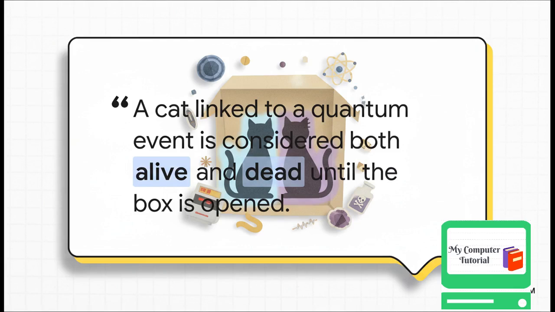If you link a cat's fate to a random quantum event inside a box, then according to the rules, until you open that box to check, the cat isn't alive or dead. It's in a superposition of being both simultaneously alive and dead.